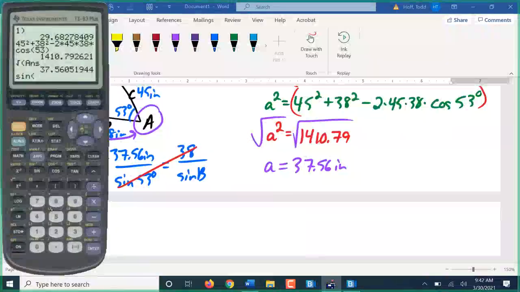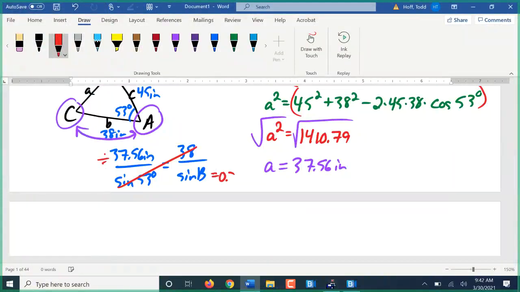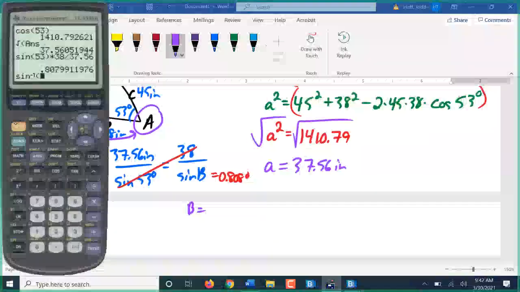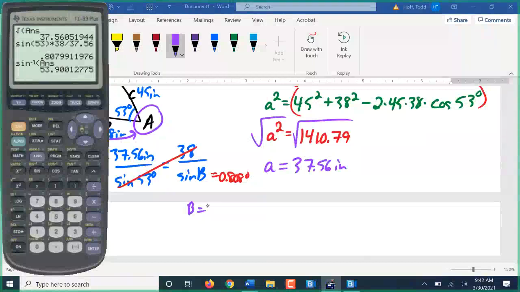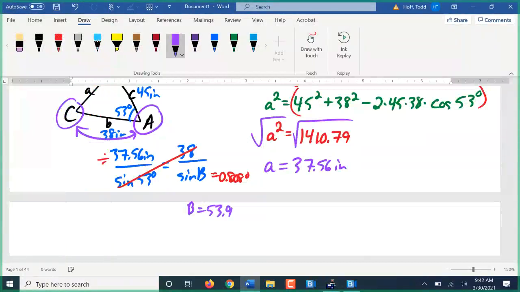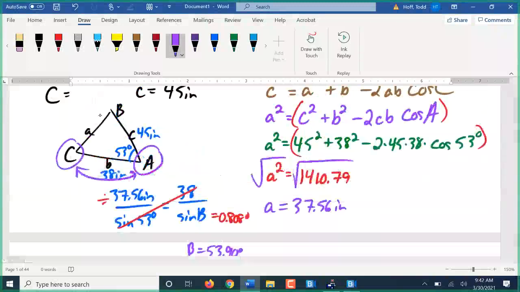Sine of 53, close that parentheses, times 38 divided by 37.56. You get 0.8080. And we'll do the inverse sine to get the angle B. 53.90 degrees. And of course, then we subtract to get angle C. We subtract from 180.